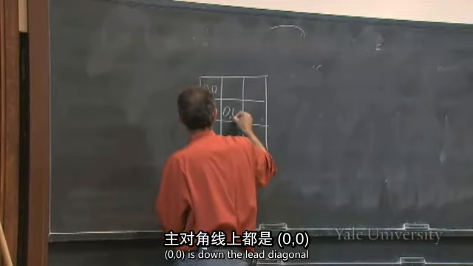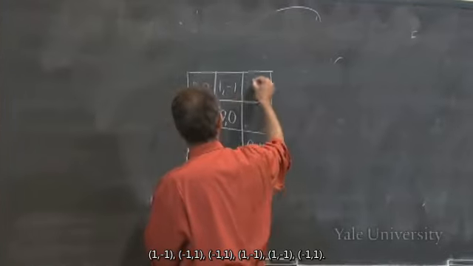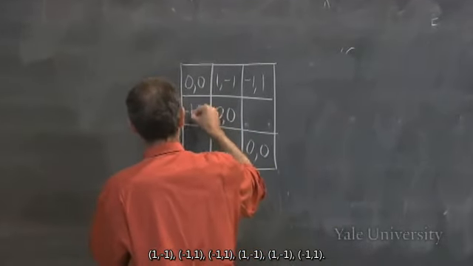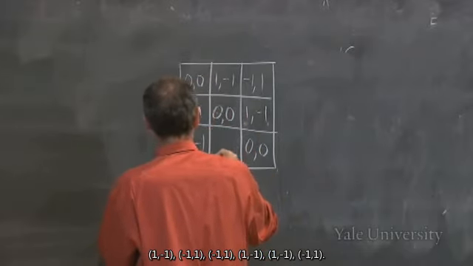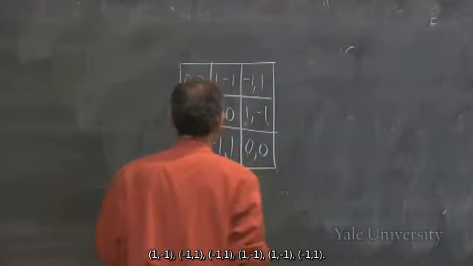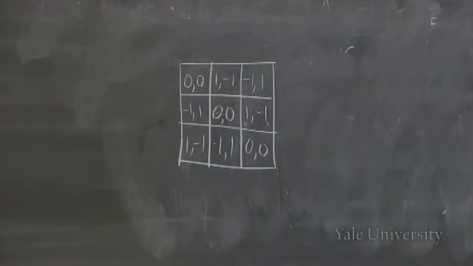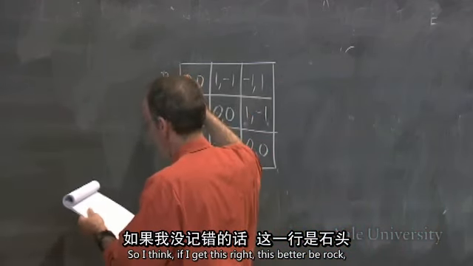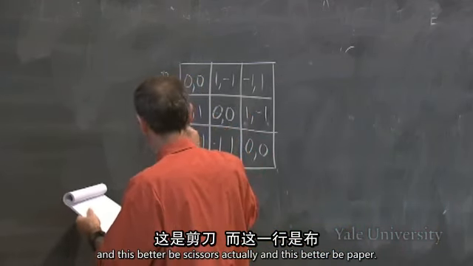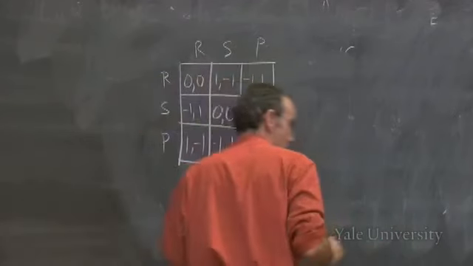0, 0 is down the lead diagonal. And going round, it's going to be 1, minus 1, minus 1, 1, minus 1, 1, 1, minus 1, 1, minus 1, minus 1, 1. Now, without me putting any more letters up there, what is this game? Right, so somebody shouted out, this is rock, paper, scissors, right? So I think if I get this right, this better be rock, and this better be scissors, actually, and this better be paper. All right, this is rock, paper, scissors.